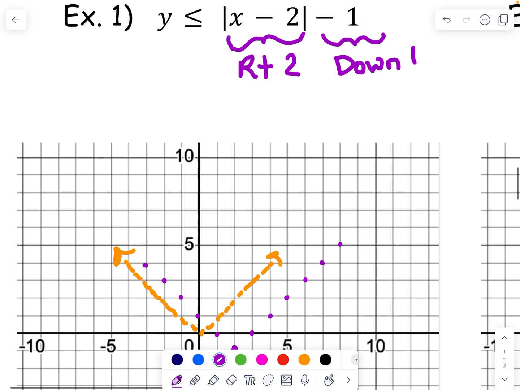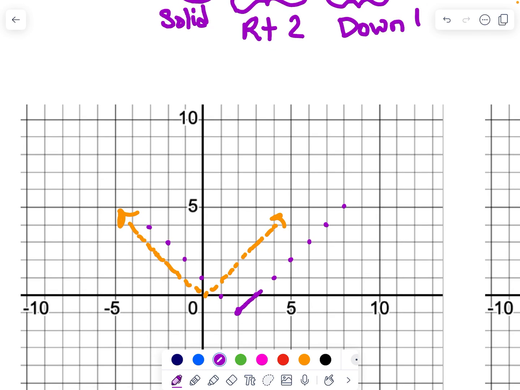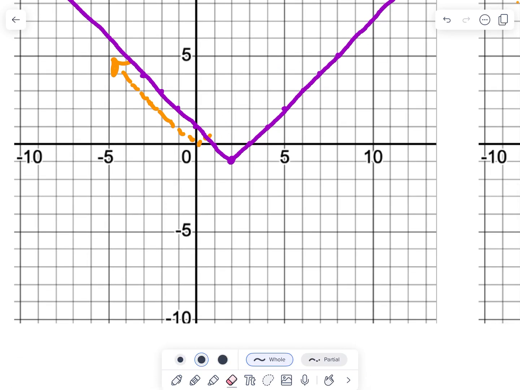Now we have to decide if it's solid or dotted. We look up here and we see the equal sign underneath, so we know that this is solid. So when we graph this, we are going to make a solid boundary. I know that I'm pretty slow. Sorry, guys. Okay. So I'm going to go ahead and erase the parent graph for right now. You can keep it there. It really doesn't matter. Just make sure you're shading in some other different color.